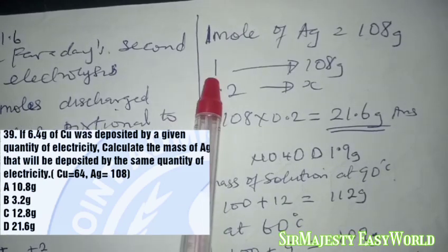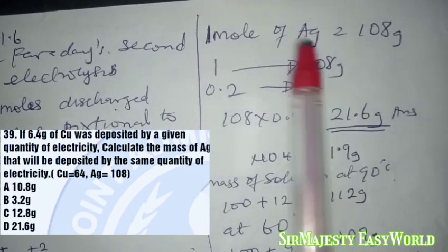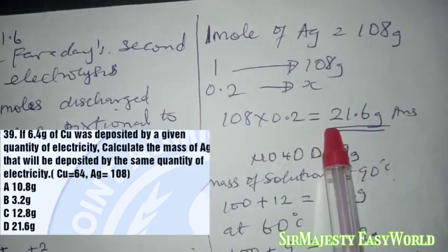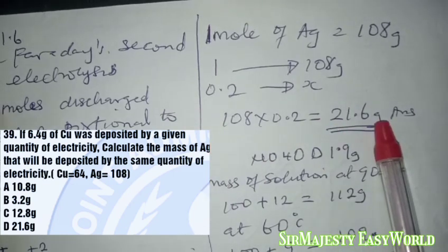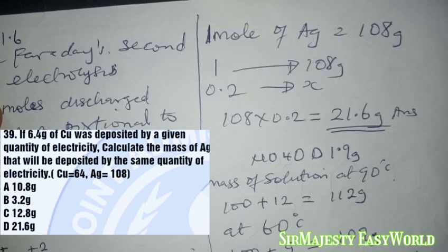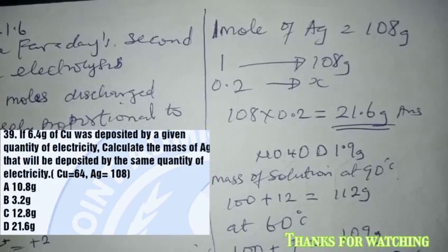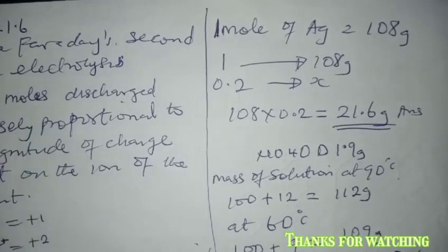Remember that 1 mole of silver weighs 108, that's the molar mass. Therefore 0.2 will be what? You get 21.6, which is option D. So the quantity of electricity that will discharge 6.4 grams of copper will also discharge 21.6 grams of silver.